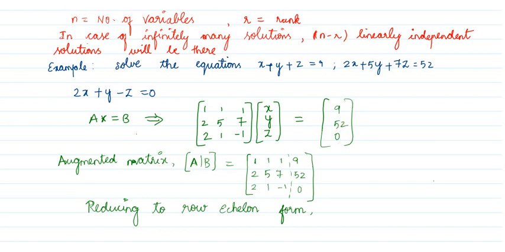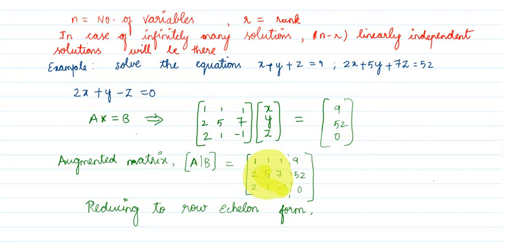Now we have to club the A matrix and B matrix and write the augmented matrix AB. So 1, 1, 1, 9; 2, 5, 7, 52; 2, 1, minus 1, 0. If we find the rank of AB, we will get the rank of A also, because the matrix A is within AB.